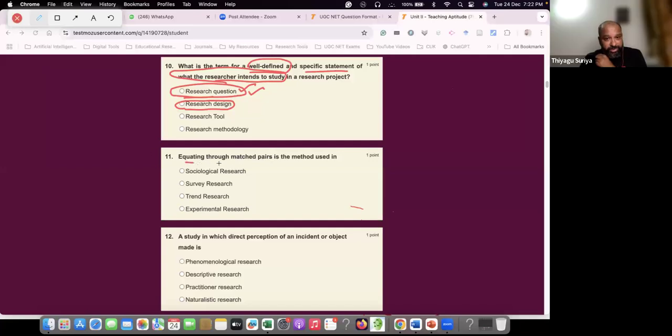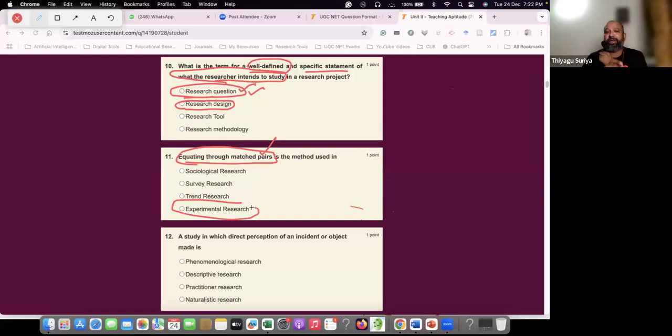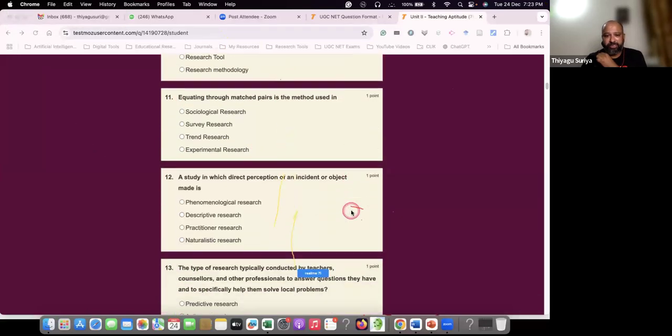Now the question: equating through the matched pair. Where can we use matched pair research? Experimental. Yes, it is experimental research. Experimental research is purely related to matched pairs. Normally we have two kinds of sampling: random sampling and non-random sampling. If you go with random sampling, it is a true experimental design. If you are not using random sampling, it is called quasi-experimental design. Matched pair means they keep the control group and experimental group in matched pairs. Hope you are getting some idea about the different research types.